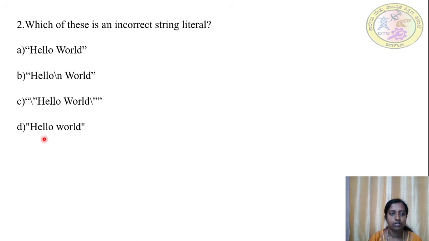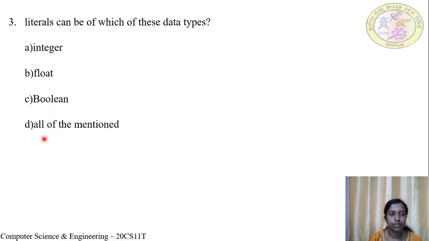Second question. Which of these is an incorrect string literal? A. "Hello world", B. "hello \n world", C. "Hello \" world", D. "Hello space world". Answer is C. The backslash with the double quotation mark is written twice. Third question. Literals can be of which of these data types? A. Integer, B. Float, C. Boolean, D. All of the mentioned. Answer is D. All of the mentioned.